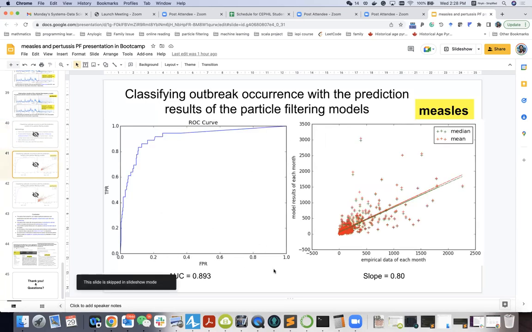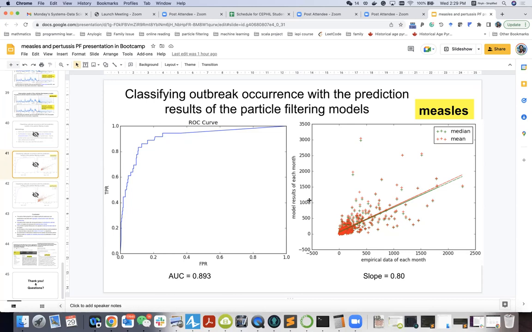So this is the classification result of the measles model. The left figure is the ROC curve of the classification of the outbreak or non-outbreak. The area under the ROC curve is 0.893, which means the accuracy of the projection is 0.893. And the second is we have plotted the median and the mean result of the particle filtering model's result. The y-axis is the model result of each month.